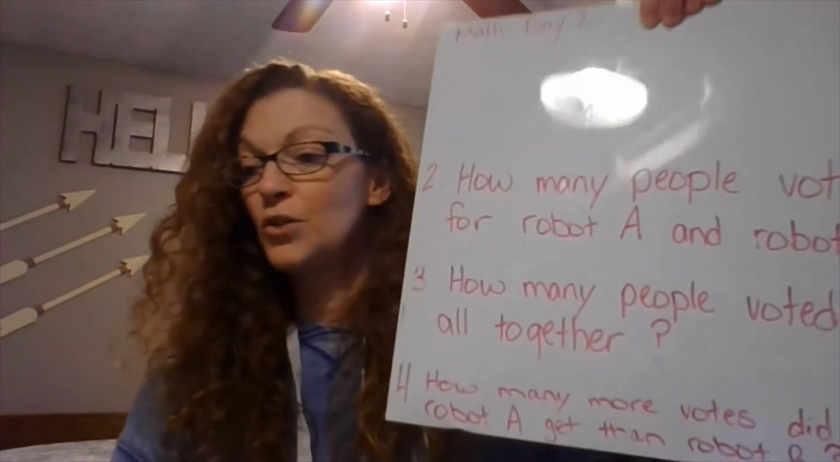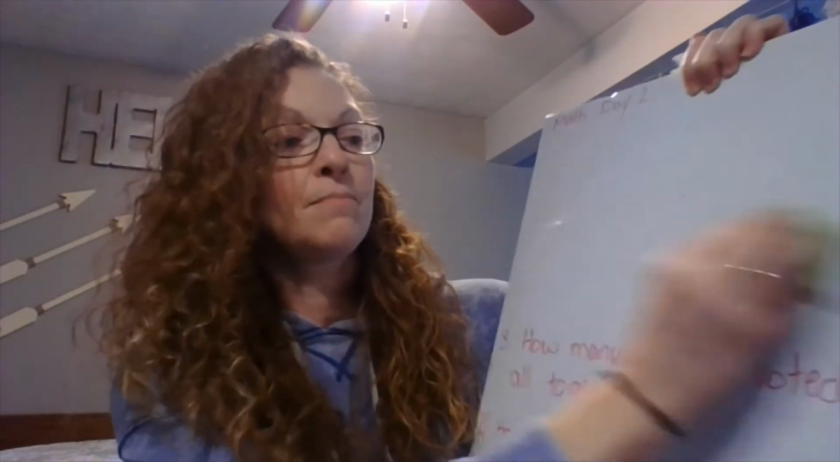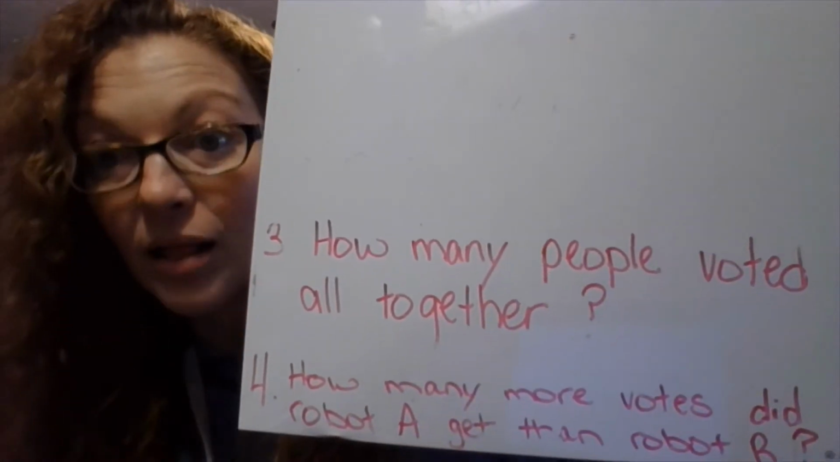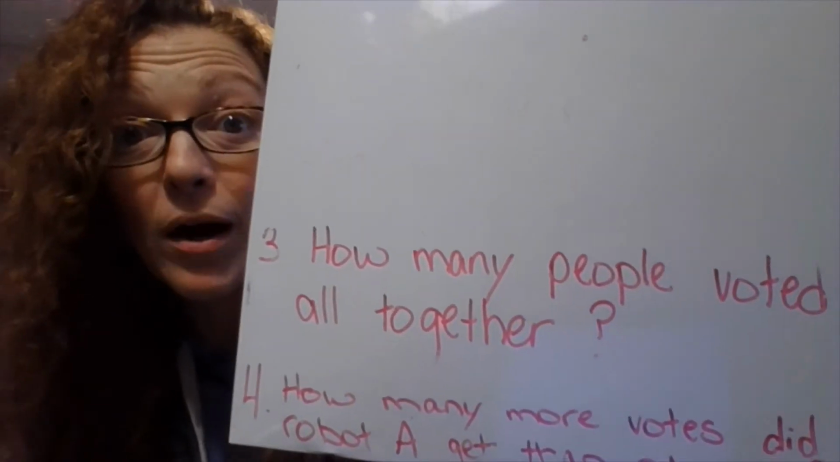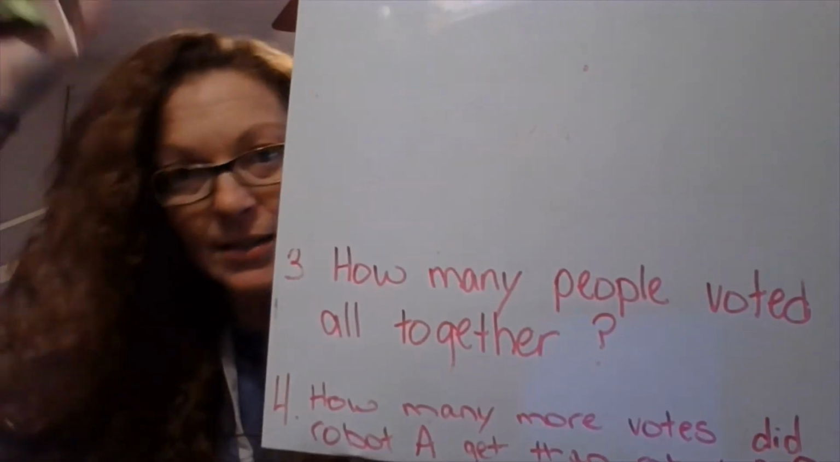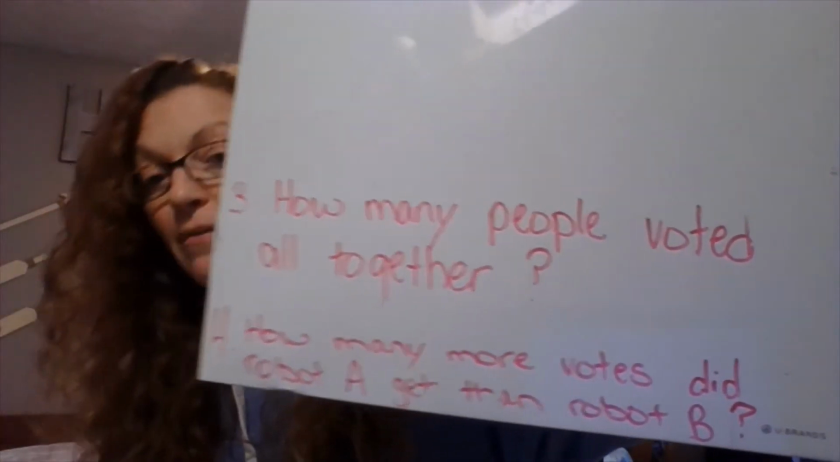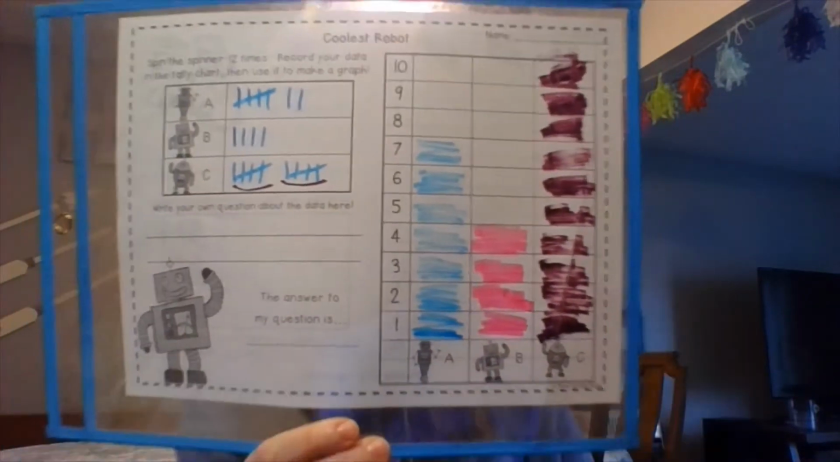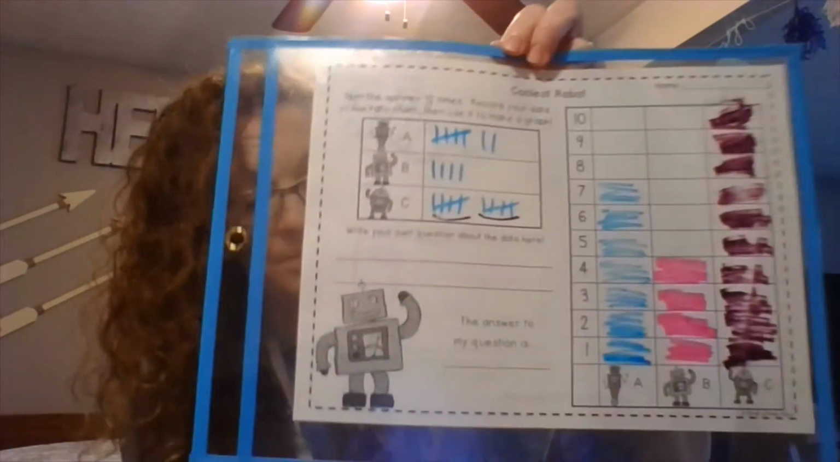Question 3. How many people voted all together? Keyword. This should have red flags. How many people voted all together? All together can also mean in all. So, how many all together? So let's look and see.